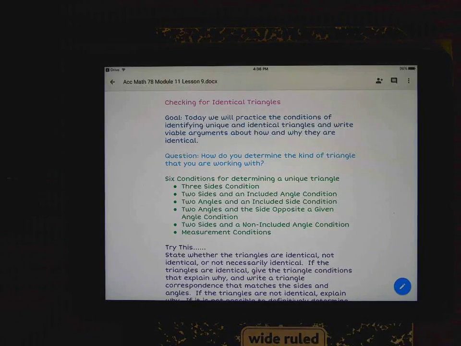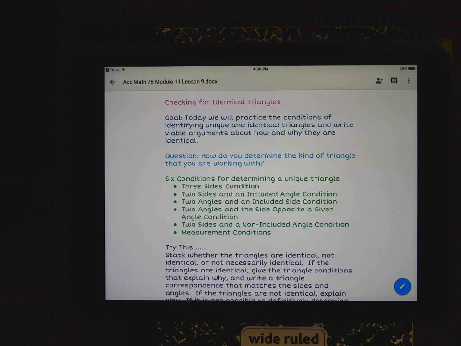So, checking for identical triangles. The goal for today: today we will practice the conditions of identifying unique and identical triangles and write viable arguments about how and why they are identical. That's a long goal. Practice the conditions of identifying unique and identical triangles. That's one. And then write a viable argument of how and why they are identical. It's truly not that hard of a goal, but it's multi-layered.